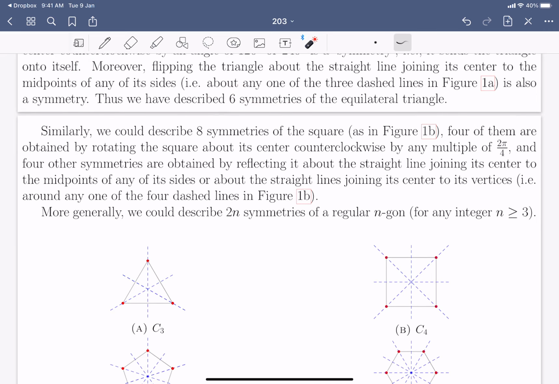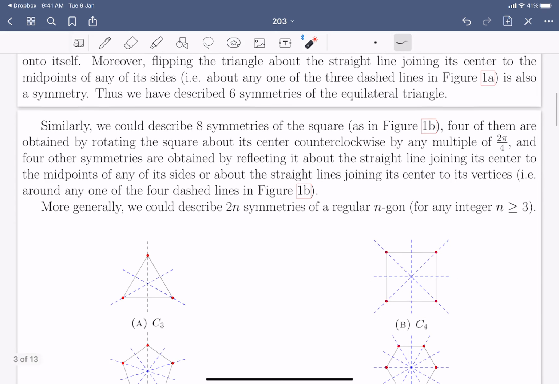Following the same strategy, we can try to describe some of the symmetries of the square. So here, of course, you can rotate by 90 degrees or by 180 degrees or by 270 degrees or by 0 degrees or 360 degrees. That produces four symmetries. Okay, I don't know whether I have mentioned, but you will see that they are called the rotational symmetries.